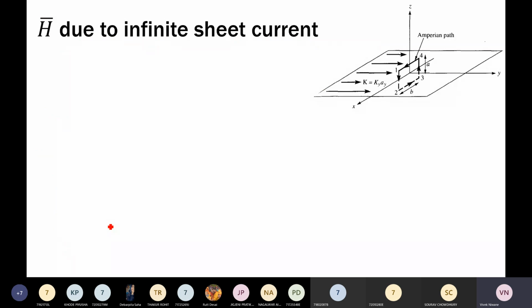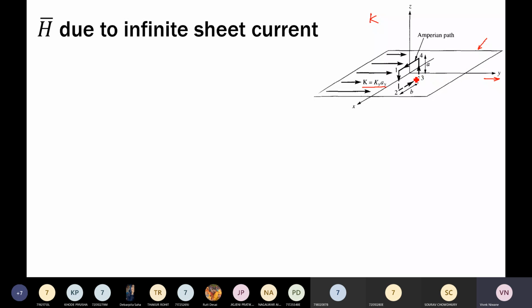Now we want to apply our understanding of Ampere's law, and we are going to consider an infinite sheet containing a certain amount of current. Here K is considered as the current density inside this infinite sheet. This current density is defined as K y cap, because we have assumed that our current is flowing in the y direction. The infinite sheet is placed on the xy plane.